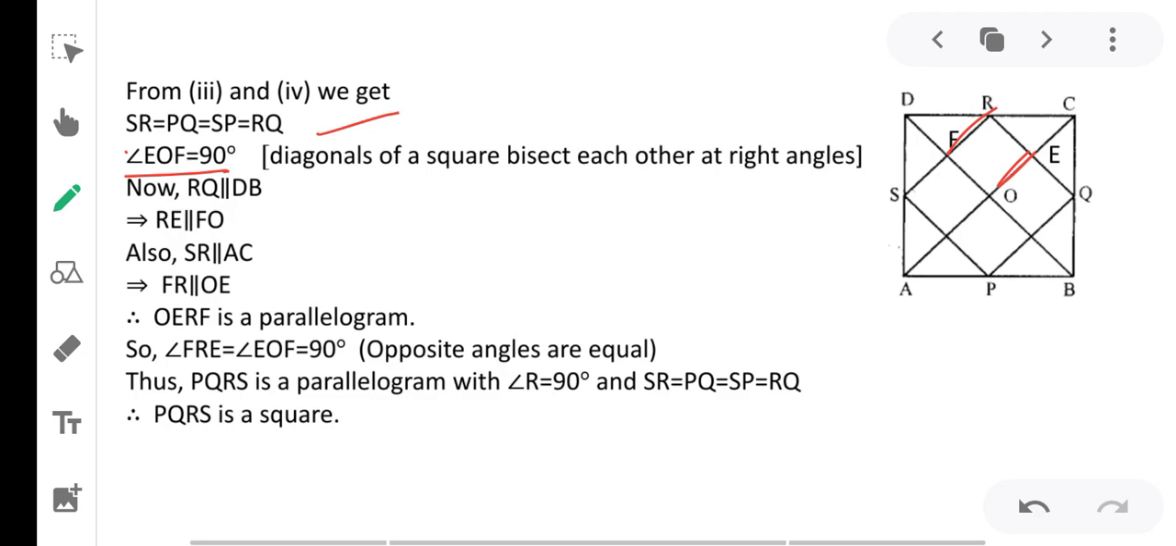If this is a parallelogram, then opposite angles are equal. So if this is 90 degrees, then angle ERF will also be 90 degrees. Clear? Now in quadrilateral PQRS, all sides are equal and one angle is 90 degrees. That means this is a square. Clear?